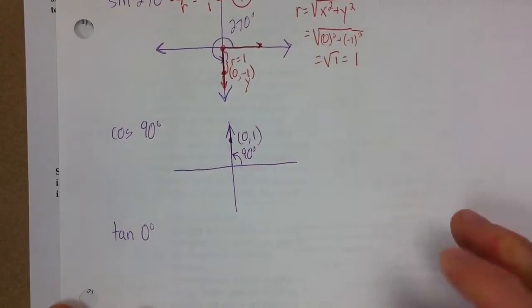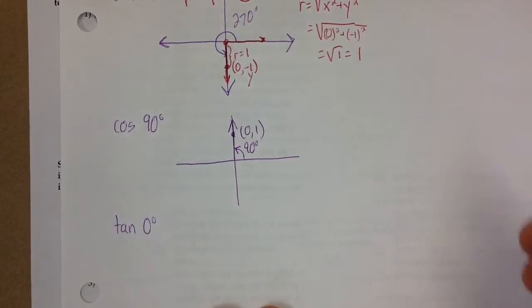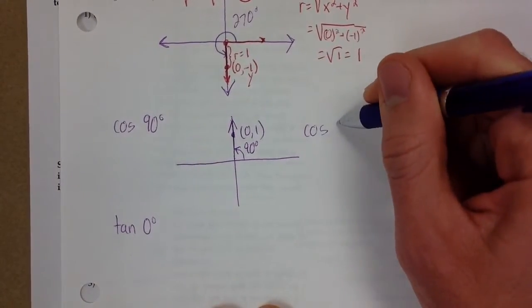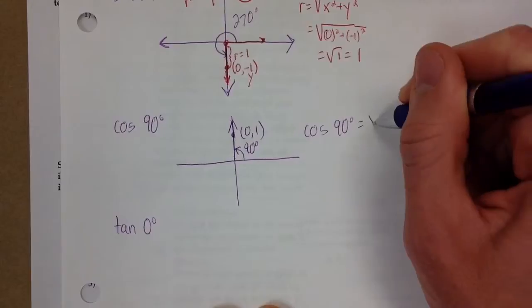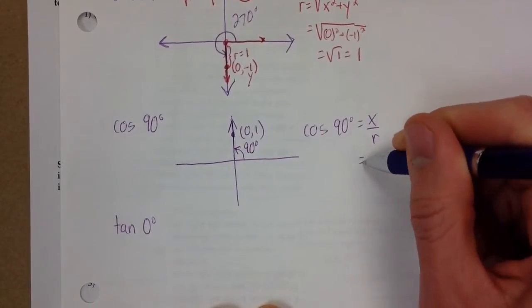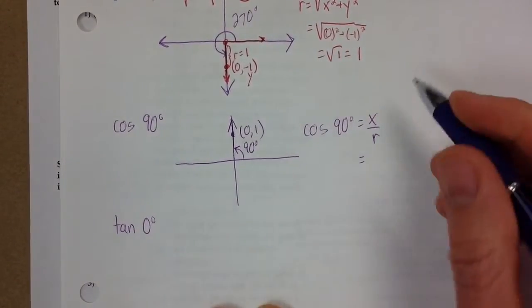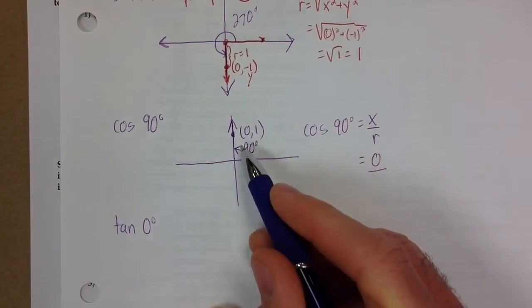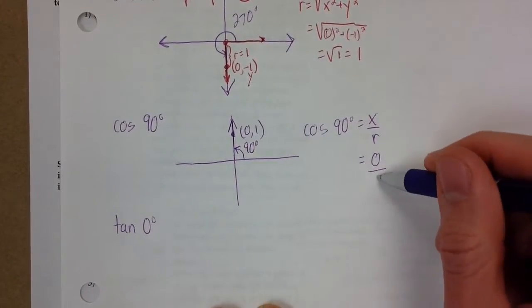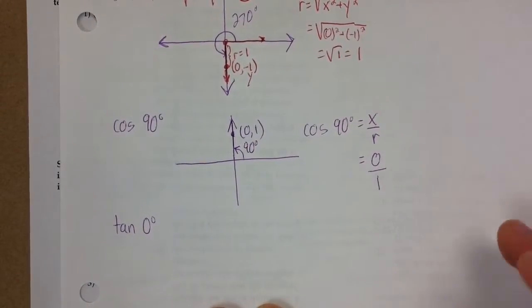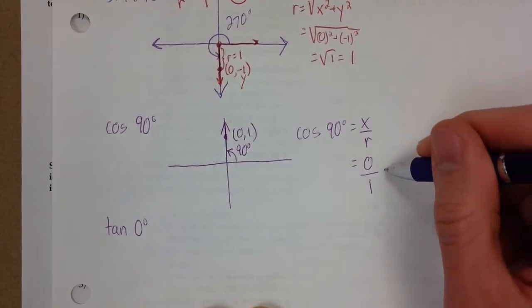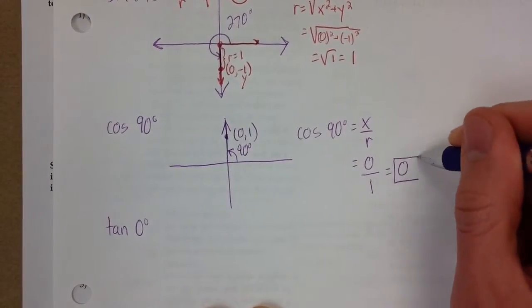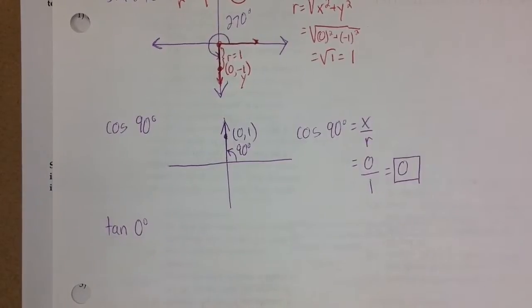And cosine is x over r. Which is going to make it 0 over 1. Good. The x-coordinate is 0. R, with the point selection that I have suggested, is always 1, but it wouldn't matter anyway. 0 over any number other than 0 is 0. Good. Any questions on finding cosine of 90?